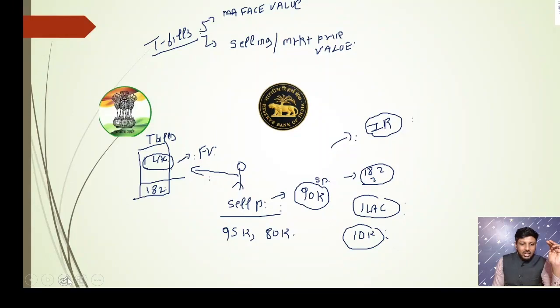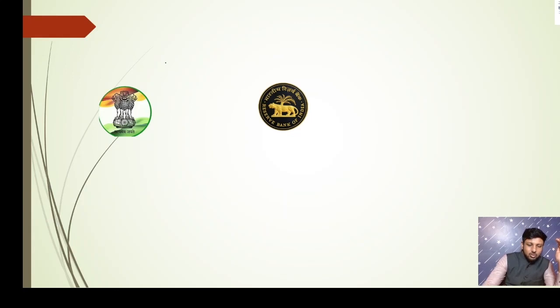Now we will see how the long-term instruments work. Long-term instruments are those greater than 365 days or 1 year. What are the long-term instruments? For the central government, they are known as dated securities. For the state government, they are known as state development loans. Both are long-term, above 365 days or above 1 year.